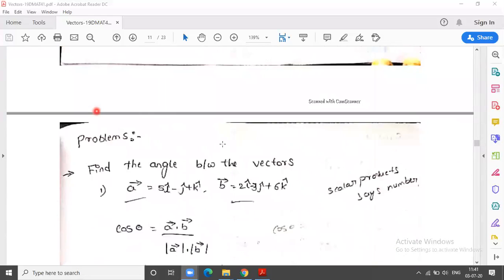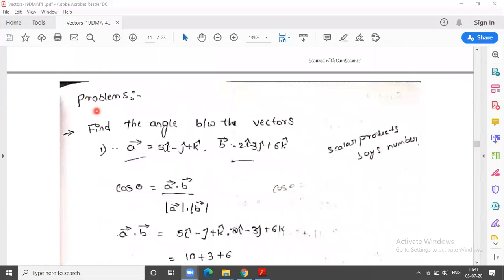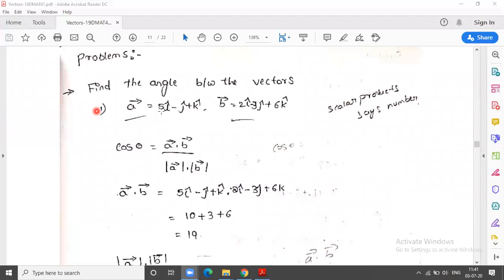Next I will move on to problems based on this dot product. Find the angle between the vectors. Vector A equals 5i minus j plus k. Vector B equals 2i minus 3j plus 6k. Here they have given the two vectors.